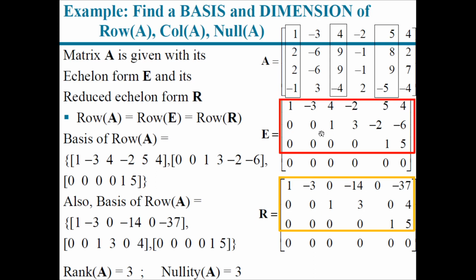I take all non-zero rows of echelon form to get basis for the row space of A. I can also take all non-zero rows of reduced echelon form. Up to you, whatever you do, it's fine. If you are given only reduced echelon form, well, you just use that one. So you count how many there are: 3, so rank is 3.